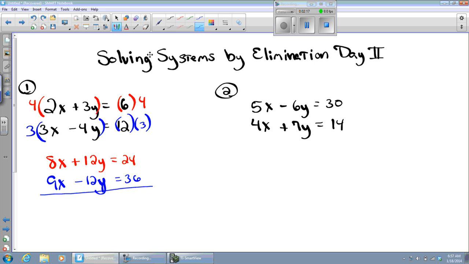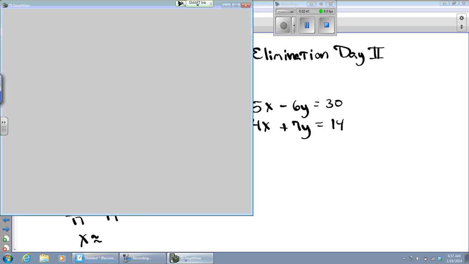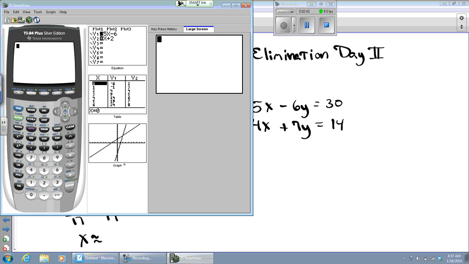Now I'm going to add those two equations together. My y's will cancel. I'll be left with 17x, and I will have 60. And I don't believe 17 goes into 60 evenly. Okay, and here's where I'll go decimal. That's probably going to be a rounded answer. So let me do 60 divided by 17. And there we go. I get a real ugly answer.